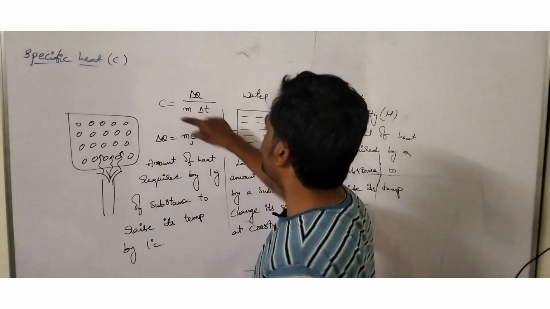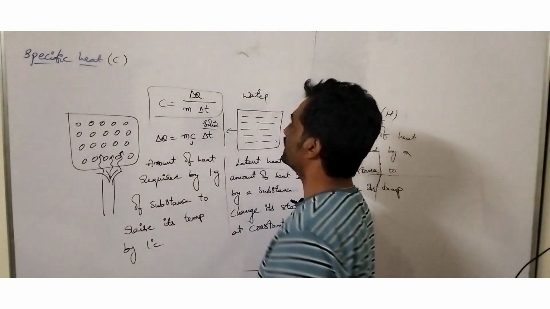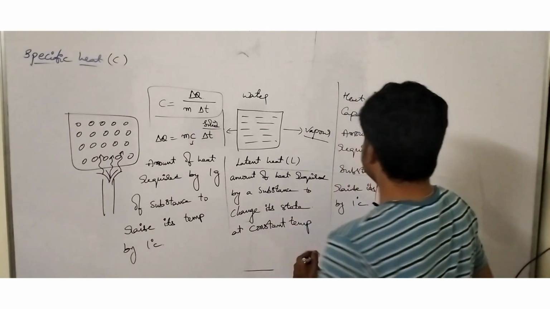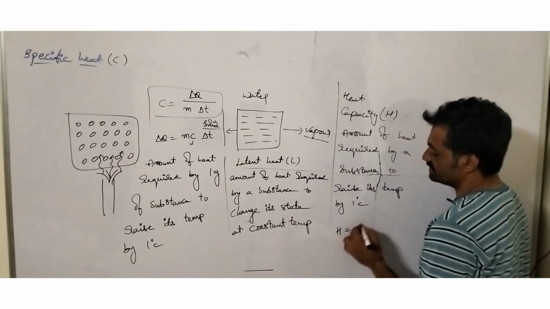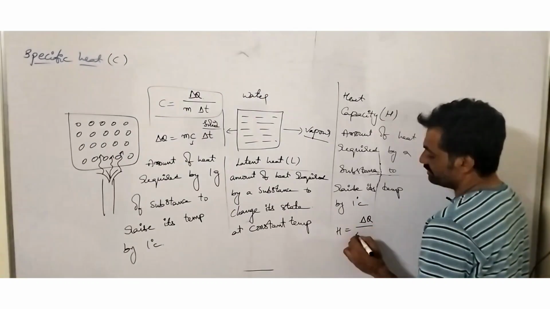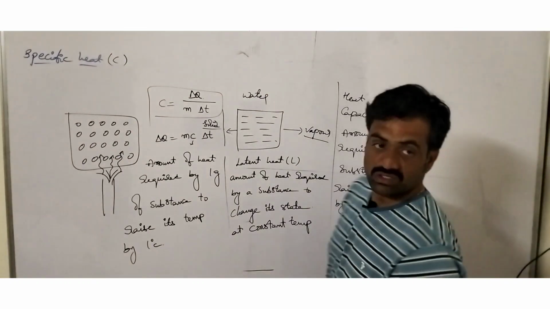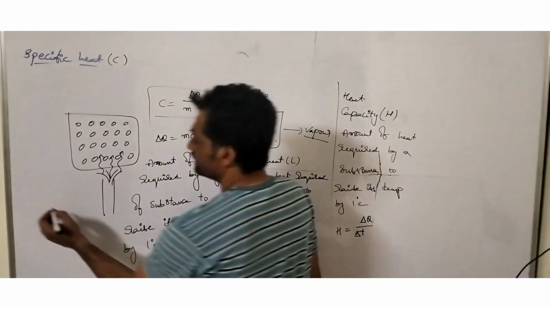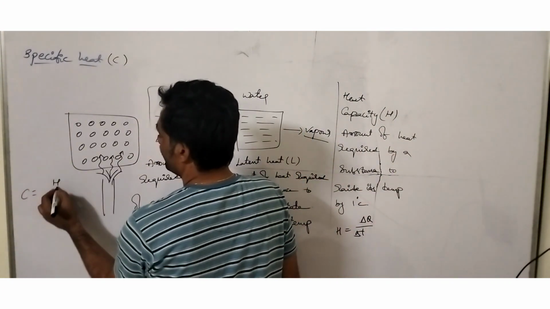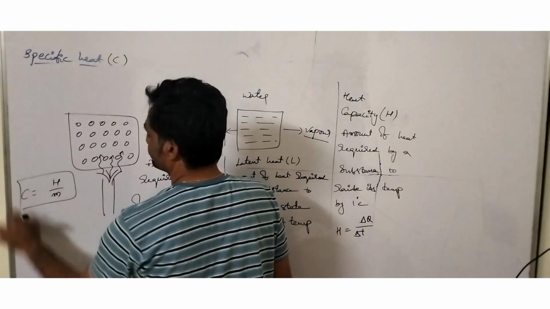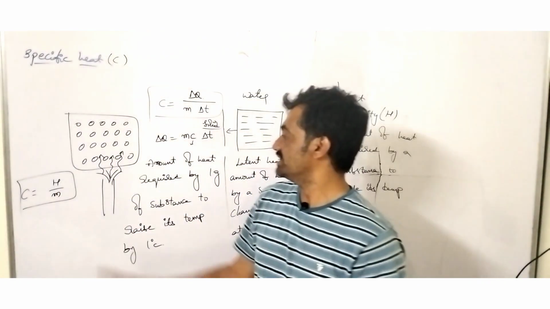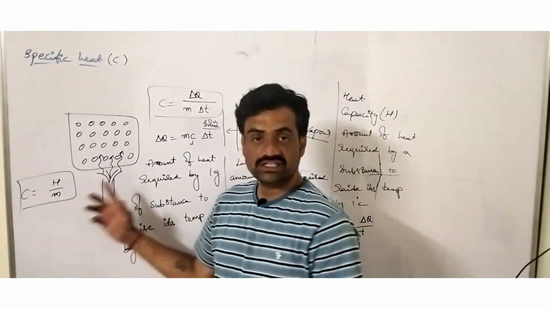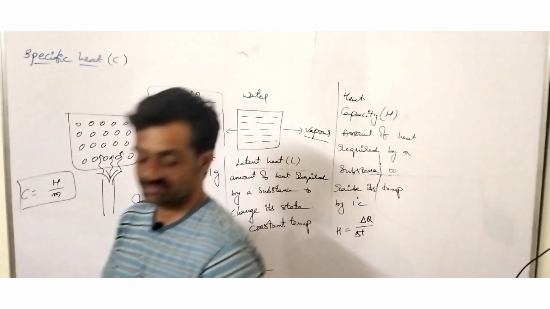Observe that the specific heat is given as C equals delta Q by M into delta T, whereas the heat capacity is given as H equals delta Q by delta T. So the relation between specific heat and heat capacity is given as C equals H by M, where H is heat capacity, C is specific heat. Take a screenshot, we will continue.